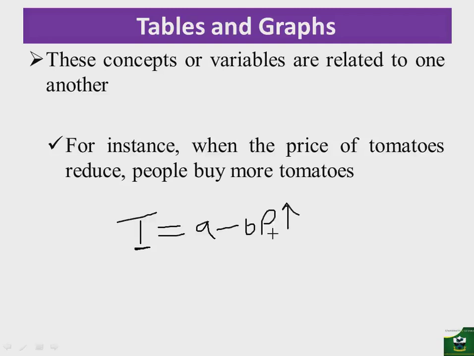In the same line, if the price of tomatoes reduces, it means that the demand for tomatoes will increase, because this part of the equation will become smaller due to the reduction in the price, and therefore the demand will go up. It should be noted that in such an equation, we are observing an inverse relationship between the demand for tomatoes and the price of tomatoes. When price goes up, demand reduces, and when the price reduces, the demand increases.